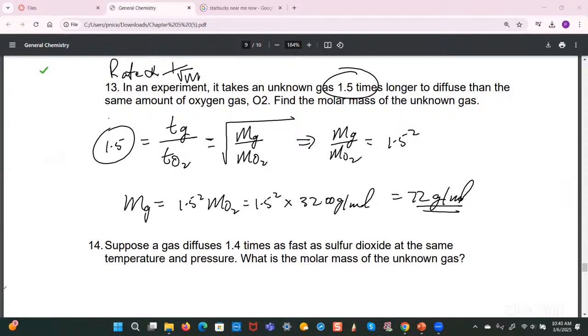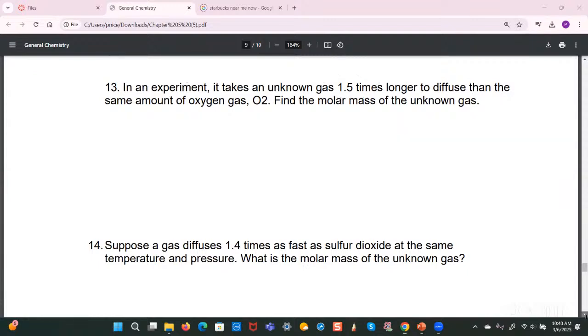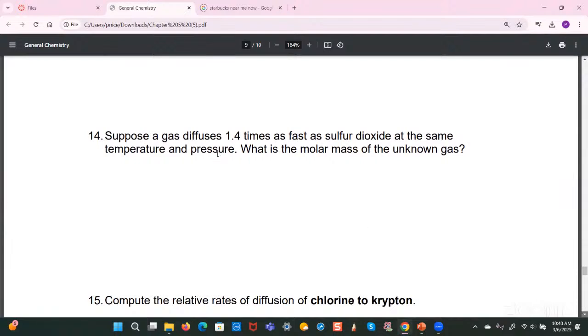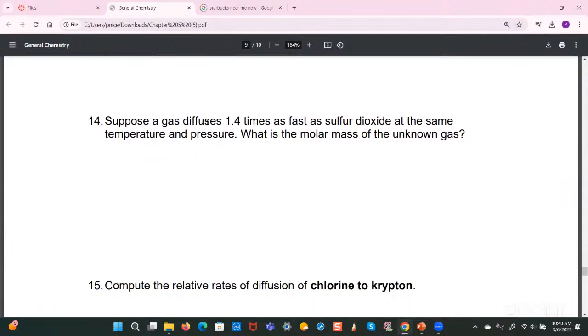All right, so let me clear this. Now, in the case of number 14, it says, suppose a gas diffuses, and here is where they confuse diffuse with effuse. As I said before, in a lot of chemical literature, they use those two terms interchangeably. So this should actually be effuse, all right? It says, suppose a gas effuses 1.4 times as fast as sulfur dioxide at the same temperature and pressure. What is the molar mass of the unknown gas?